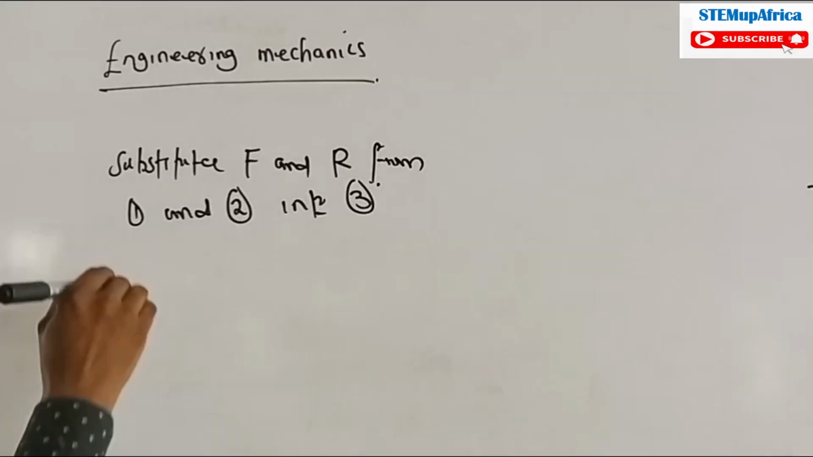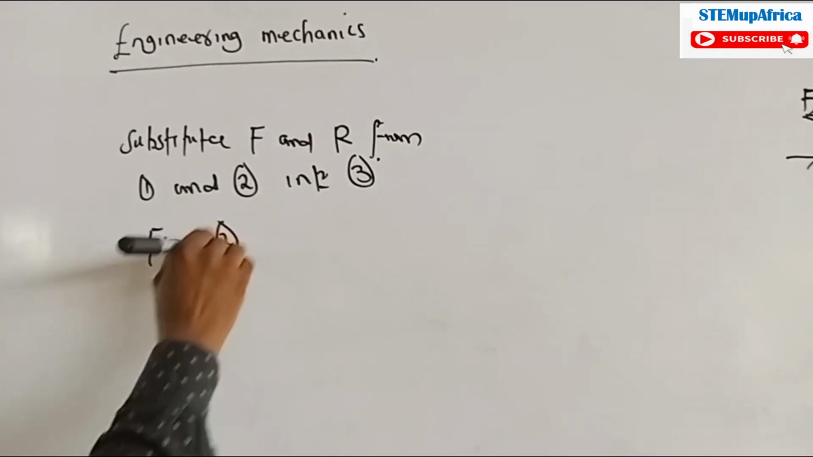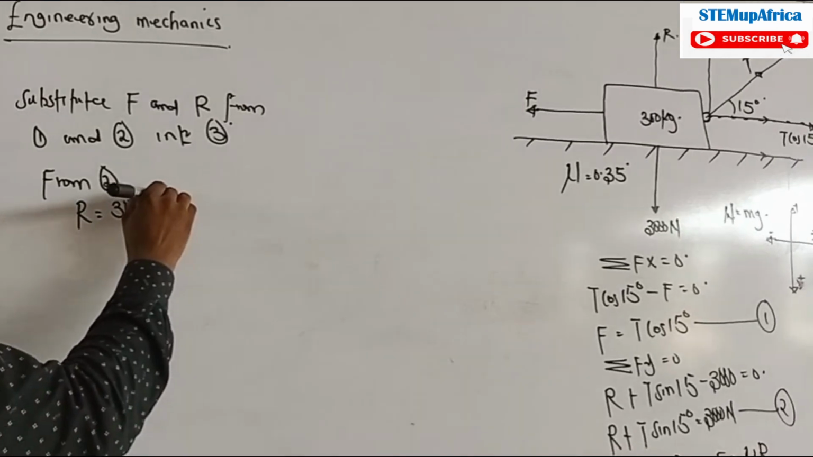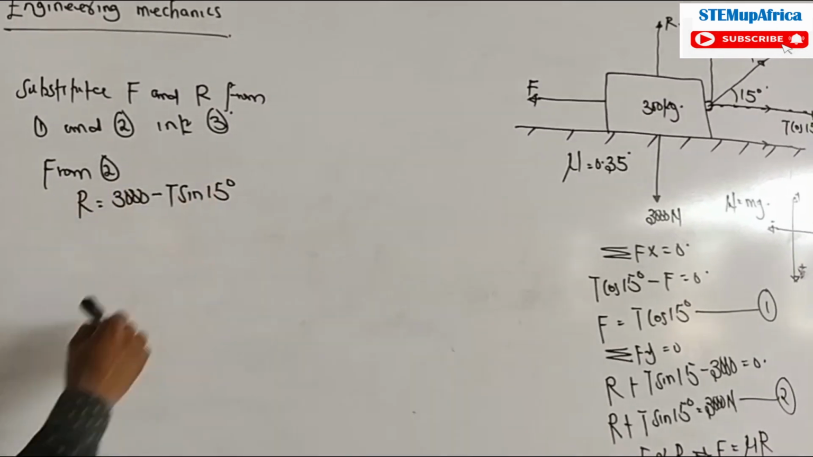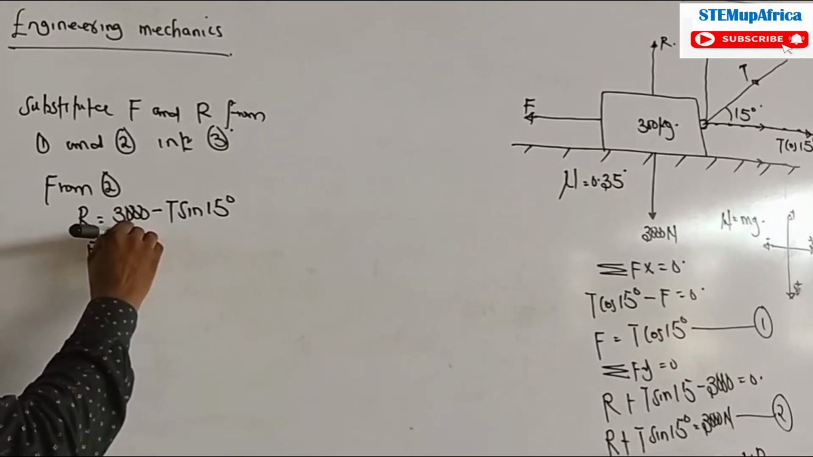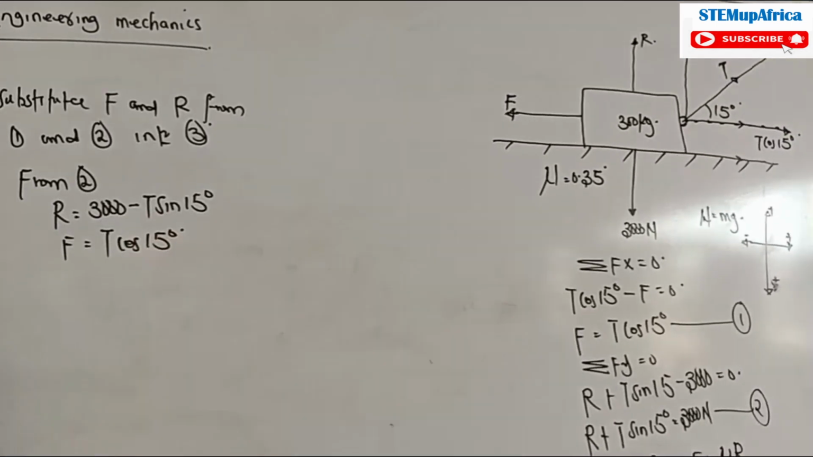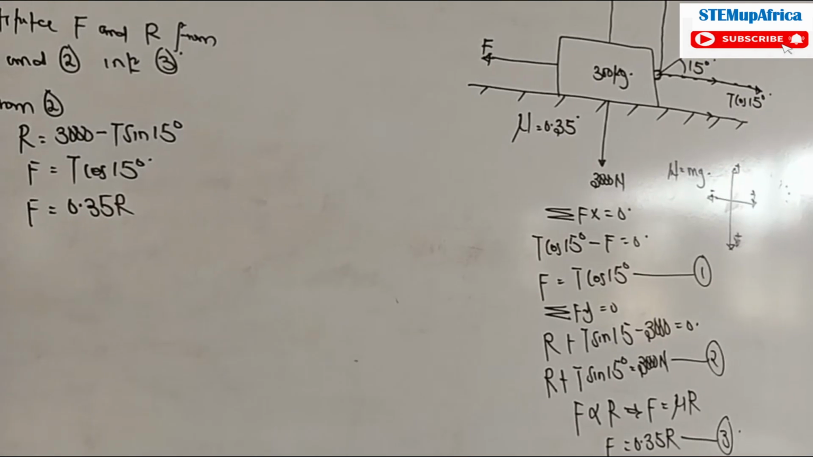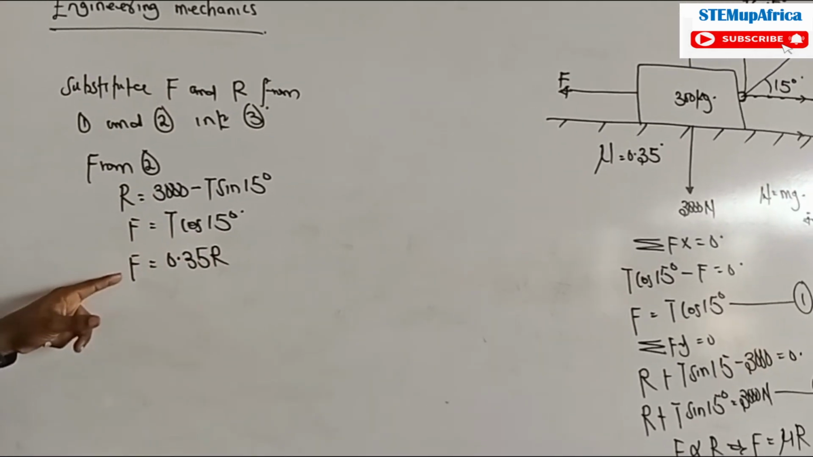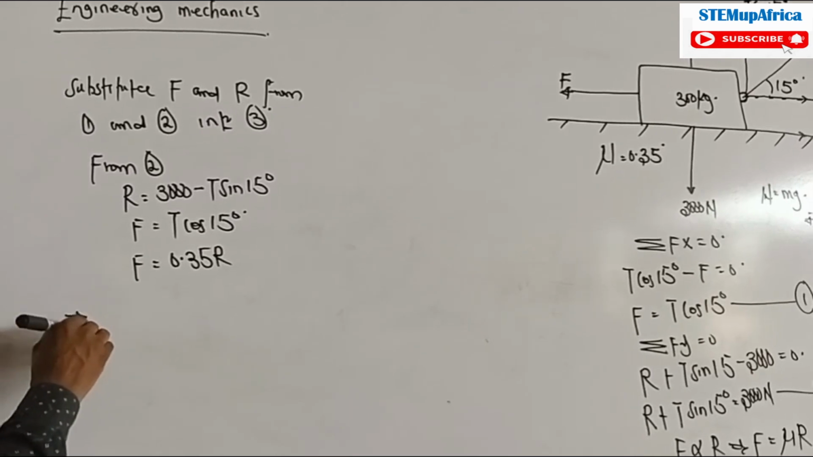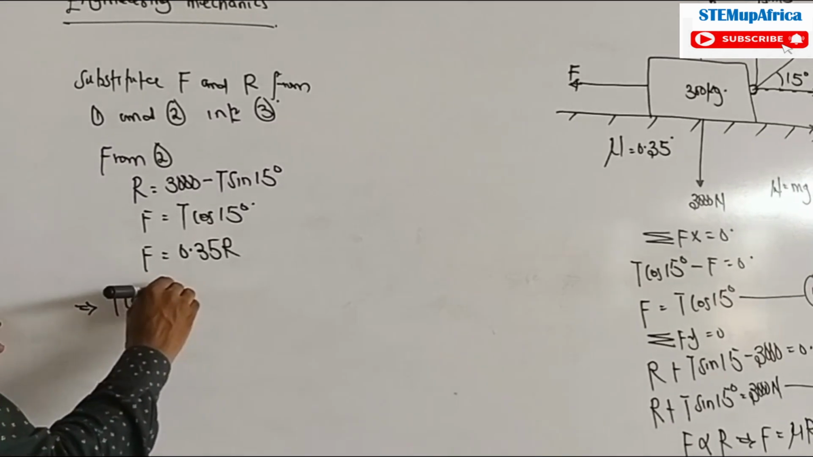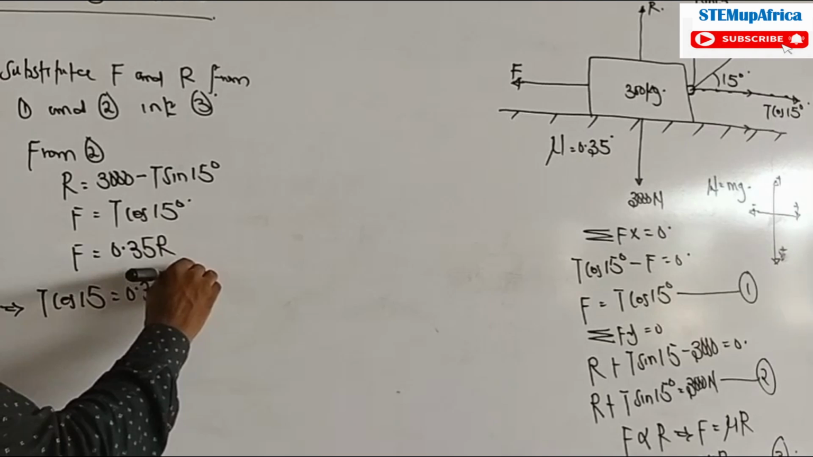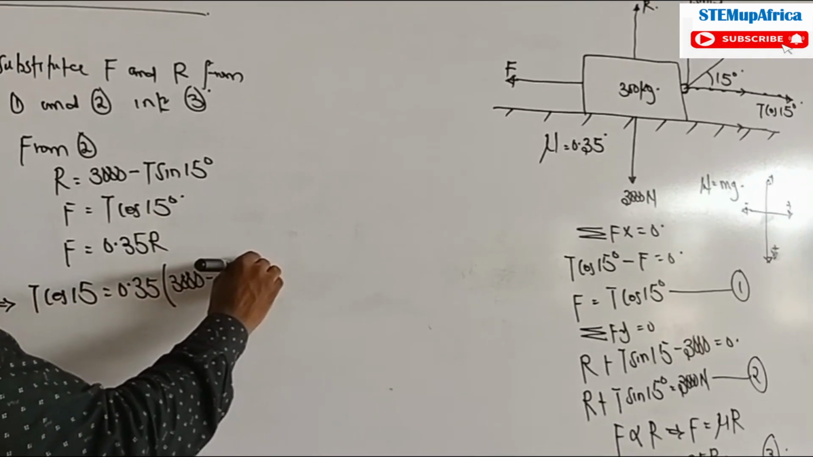So from equation 2, my R is now 3000 minus T sine 15 degrees. From 1, my F is T cos 15 degrees. And from 3, F is 0.35 R. So let's substitute R in place of R, F in place of F. This will give us T cos 15 equals 0.35 into my R, which is now simply 3000 minus T sine 15 degrees.